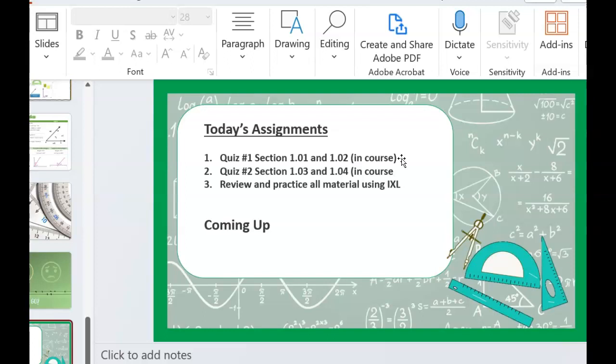In addition, you could go into the IXL, remember, through ClassLink. And it has all of the skills 101 through 104 that we did in class. And I also added some angle stuff that we just went over. So you could go into IXL at any time and practice all of these skills. If you have any questions or need any help with anything, let me know.